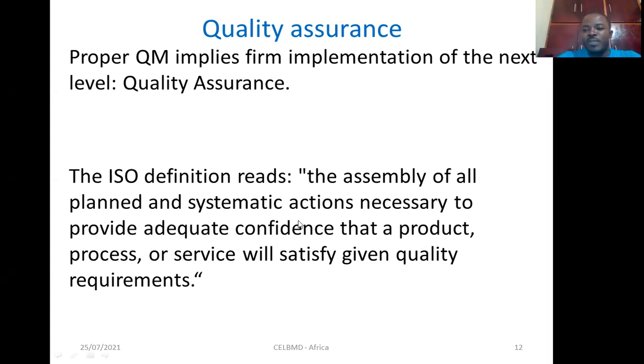Watch out how this differs from quality management. Here, the provision of confidence must be assured in the client. Whether or not the product has met quality, the client has to develop confidence in that product or process or service that they have in their hands. That's quality assurance. Therefore, the systematic actions that are geared towards ensuring that the customer develops the confidence in that product or in that process or in that service is referred to as quality assurance.